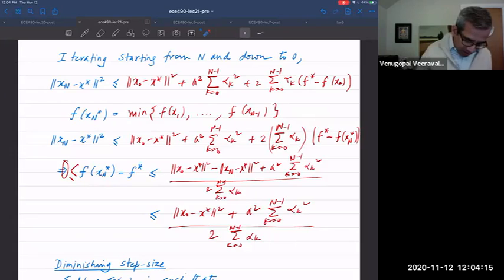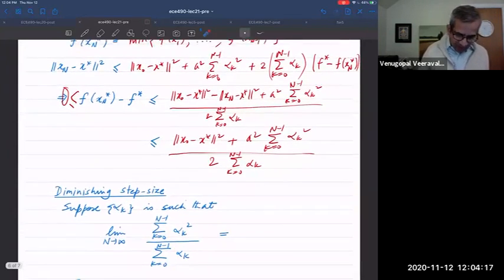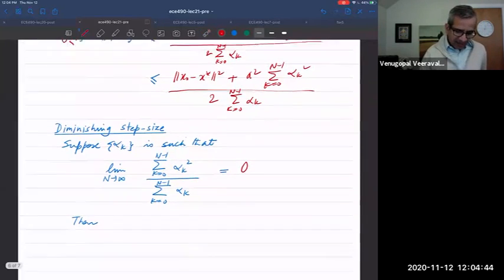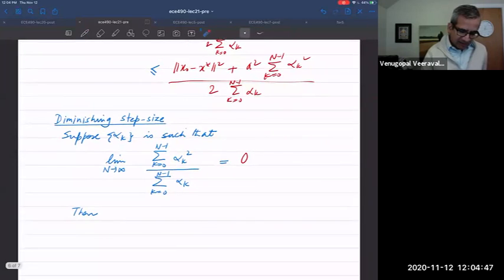All right, so what do I do? So here's an option. Suppose I can choose my alpha k in a diminishing manner. That's why it's called diminishing step size, such that the ratio of this guy to this guy goes to 0 as n goes to infinity. Suppose I could do that, right? So this limit is 0. Then it's clear that this right-hand side becomes 0, right?